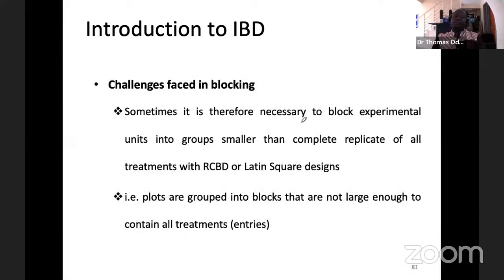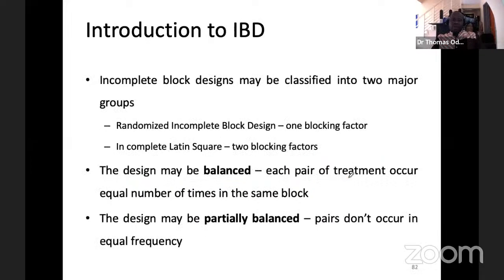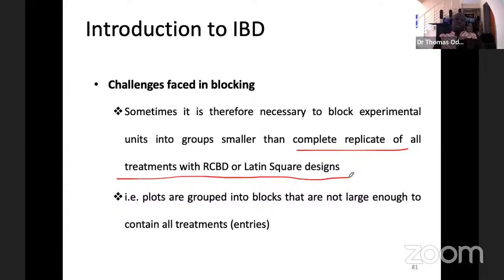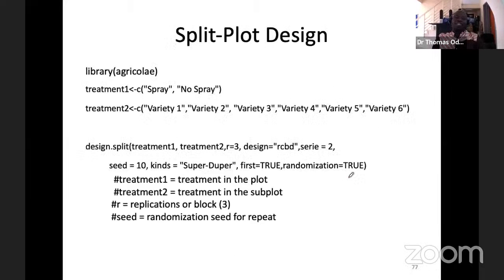So sometimes it's therefore necessary to block experimental units into groups smaller than the complete replicates of all the treatments, like in RCBD or in a Latin square. I will show you an example in a minute. Okay, so we are still doing the blocking, but what happens is that our block is now smaller than the number of treatments that we have.